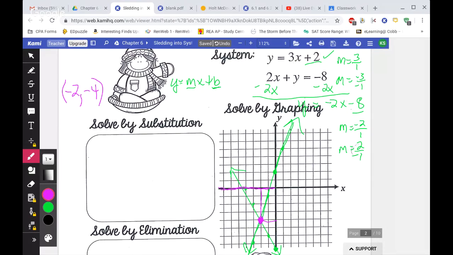No, ma'am. I got the substitution right. Okay. Did you get negative 2, negative 4? Yes, ma'am. Oh, praise the Lord.